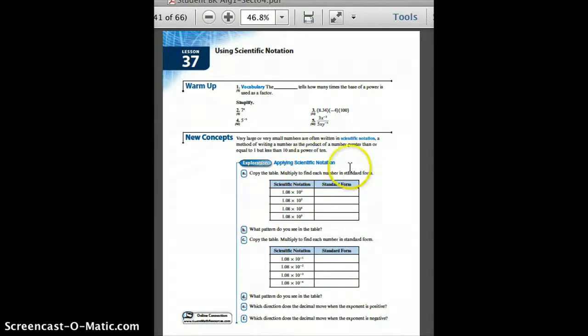Alright, today's new concept is scientific notation. Scientific notation is basically used by scientists, by upper math, and what it does is you're able to write down very large or very small numbers, basically to save space. Okay, and you'll see that this is done by, I'll just show it to you.